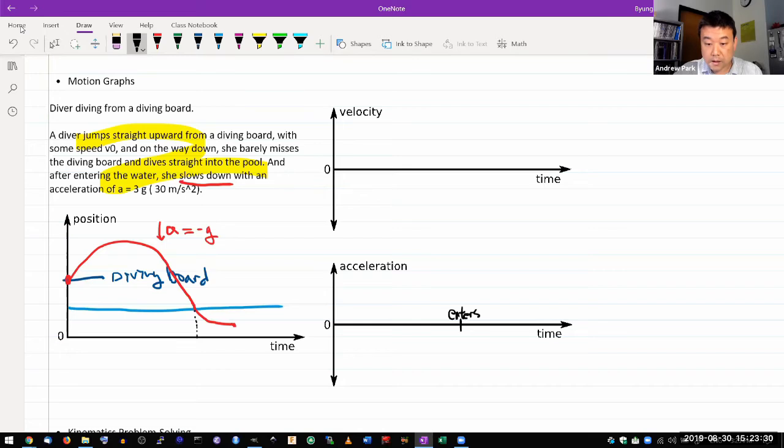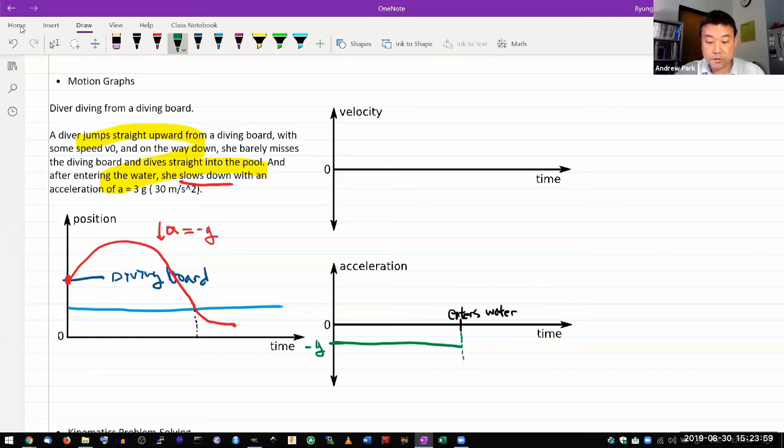And that's a very clear dividing line for acceleration. So before the diver enters water, I know that the acceleration of the diver should be minus g. So this is minus g. And while the diver is in the air, the entire time, the acceleration is minus g. That's what free fall, motion under gravity alone, is.